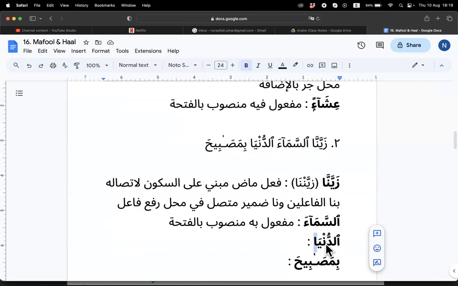Do you understand? So what do you think this dunya is? The lowest. If I translate properly, it will be we beautify the lowest sky. So what's the relationship between ad-dunya and as-sama? How is it connected? Sifah. Yes, because everything matches, right?